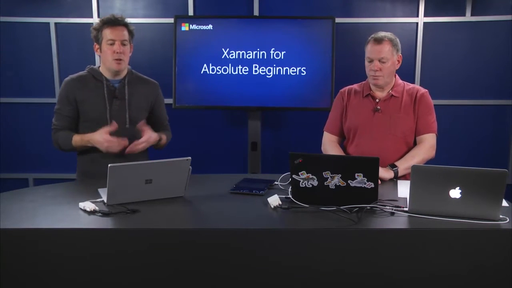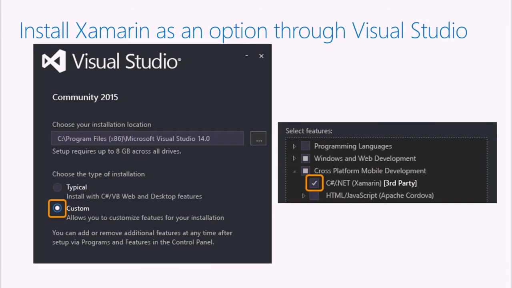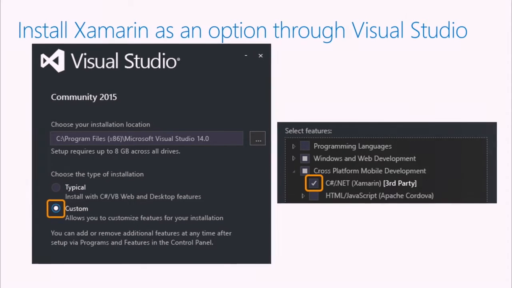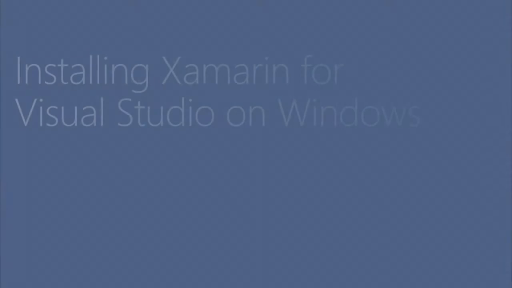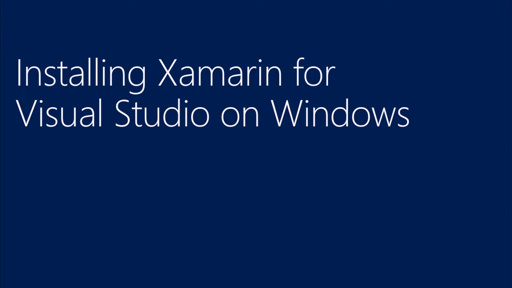Now, in order to do the installation, you'll notice that this is available as an option through Visual Studio. Make sure that you put the dot next to custom, which chances are you probably do anyway. And then you'll notice that you've got cross-platform mobile development. Put the check right there next to C#/.NET Xamarin. And then from there, you do the installation. And it looks a little bit like what, Jerry?